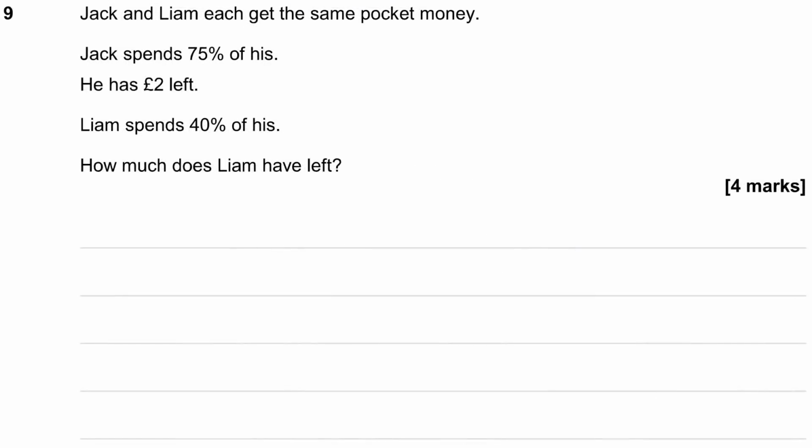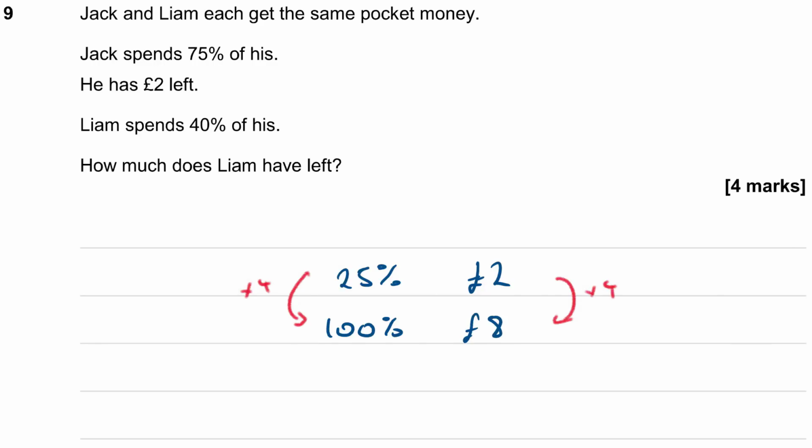Jack and Liam each get the same pocket money. Jack spends 75% of his and has £2 left. Liam spends 40% of his. How much does Liam have left? Well, if Jack spends 75% of his and he's got £2 left, then 25% is what he has left, isn't it? And that is equal to £2. So if 25% is equal to £2, then 100% is going to be 4 lots of that. Okay, and 4 lots of £2 is £8. So that means that Jack must have had £8 pocket money to start with.